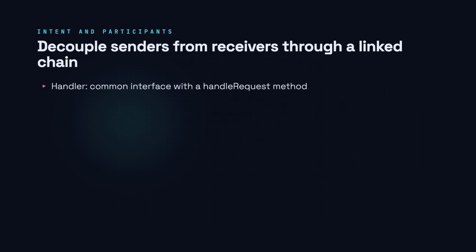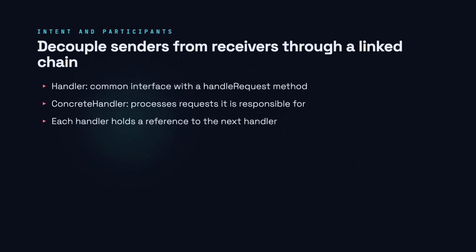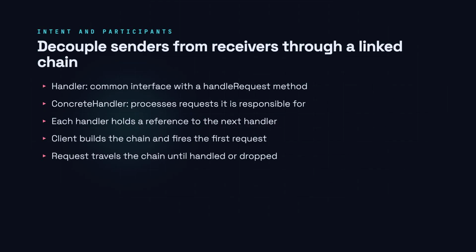The Gang of Four intent is: avoid coupling the sender of a request to its receiver by giving more than one object a chance to handle it. There are three participants to learn. First, the handler, an interface declaring a method to handle a request and optionally to set the next handler. Second, concrete handlers, classes that implement the interface, each one either handles the request or forwards it. Third, the client, the code that assembles the chain and triggers it by calling the first handler.